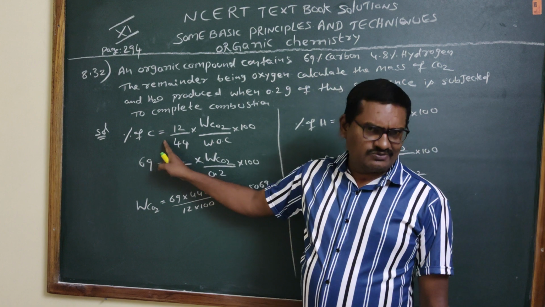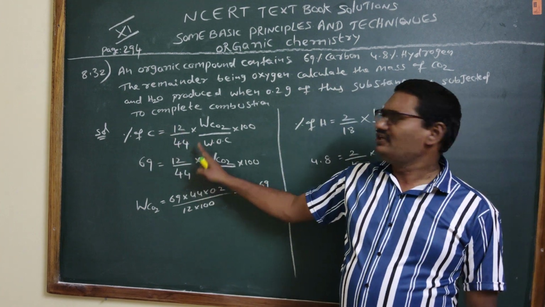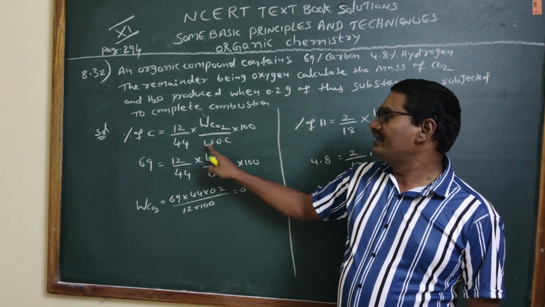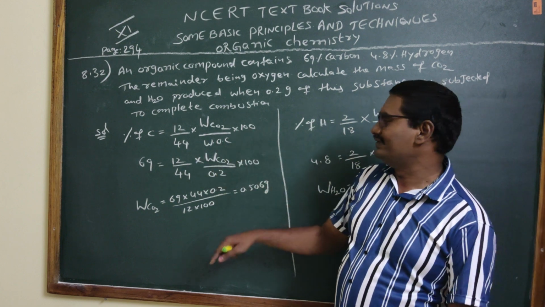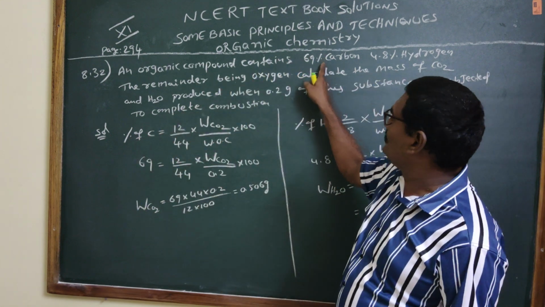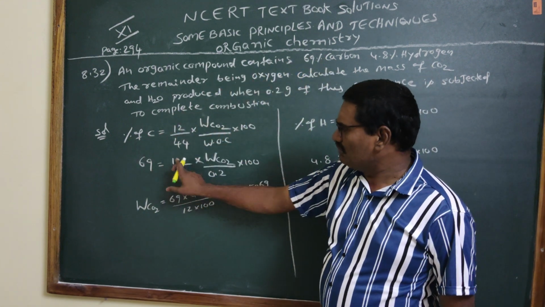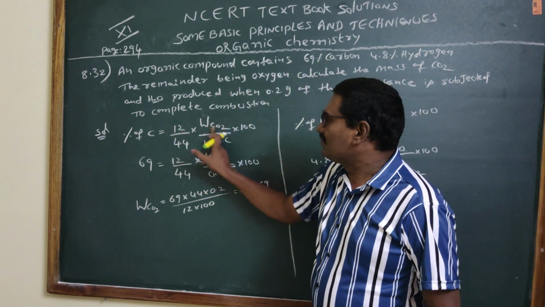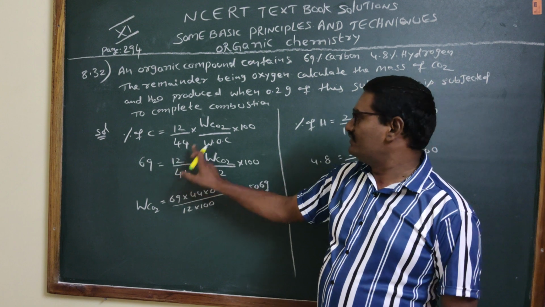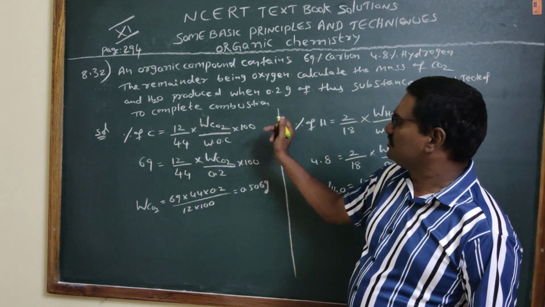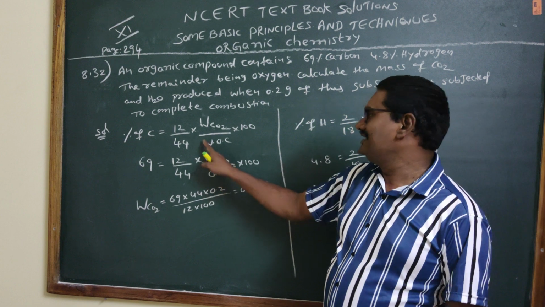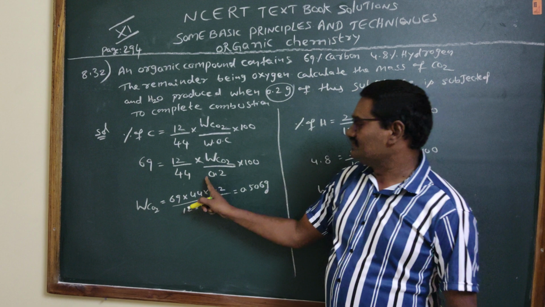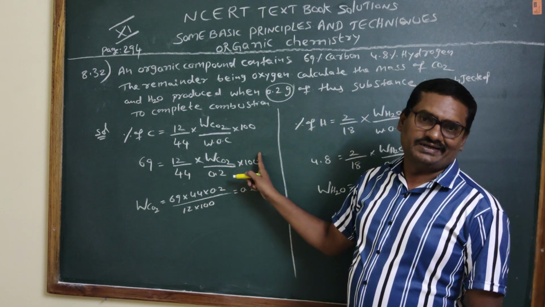Percentage of carbon is equal to 12 by 44 into weight of CO2 by WOC, the weight of organic compound, into 100. So percentage of carbon is equal to 69%. Here 12 is the carbon weight and 44 is the total carbon dioxide molecular weight, into weight of CO2. So the weight of CO2 will be calculated. WOC, the weight of organic compound, is 0.2 grams, 0.2 into 100.